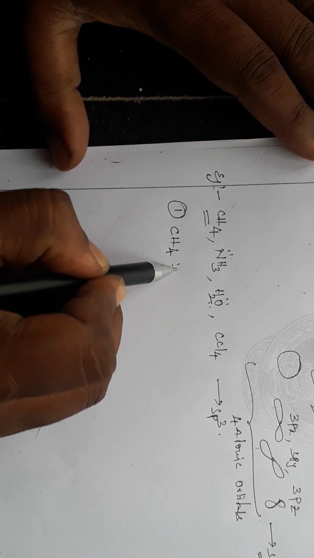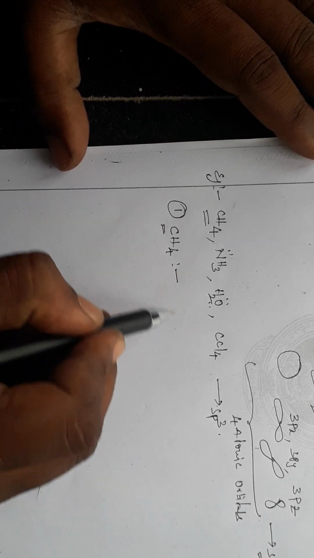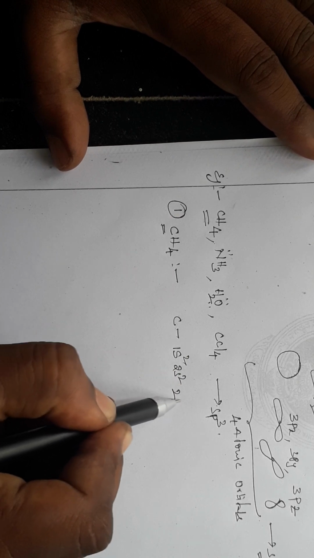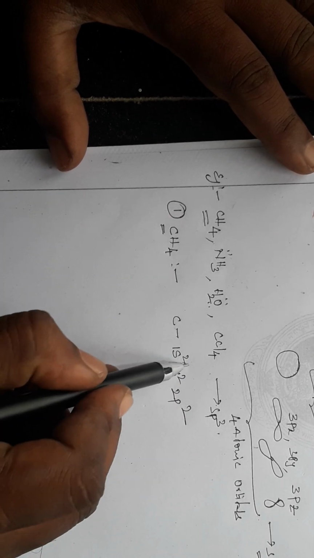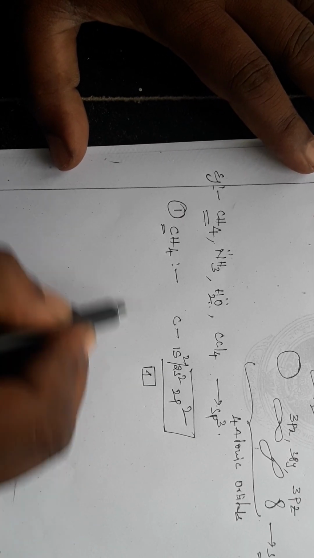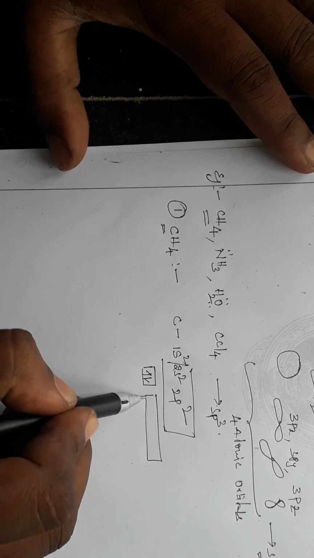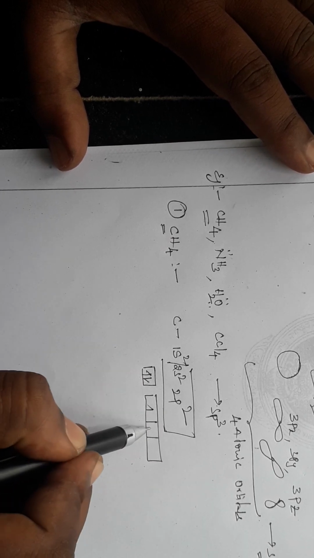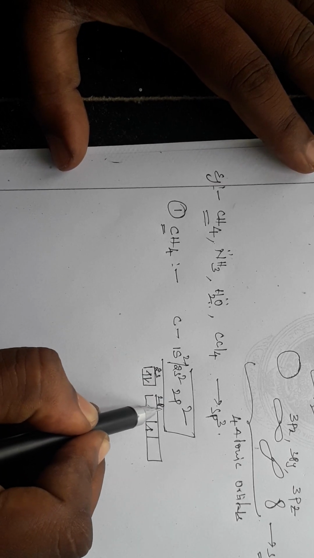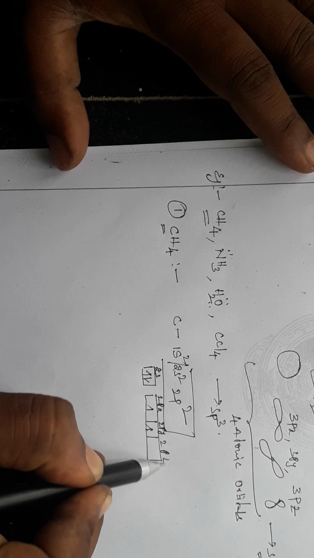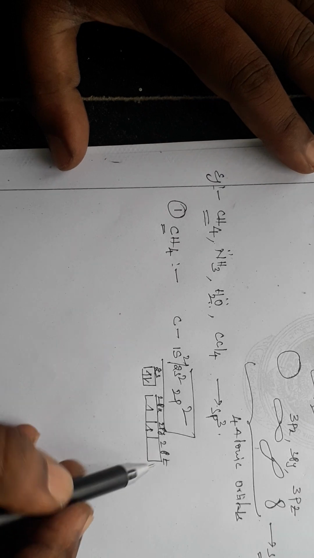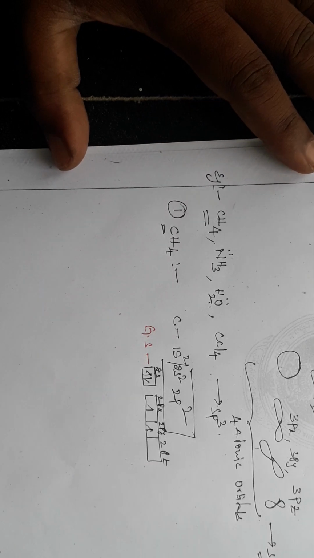CH4 is a methane molecule. The central atom is carbon. The electronic configuration is 1s2, 2s2, 2p2. The outermost electronic configuration is 2s2 2p2. Here p contains 2 electrons, in 2px and 2py, with 2pz empty. This is the ground state of the atomic orbitals.